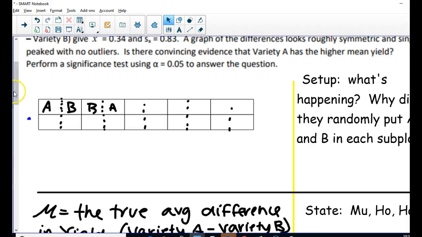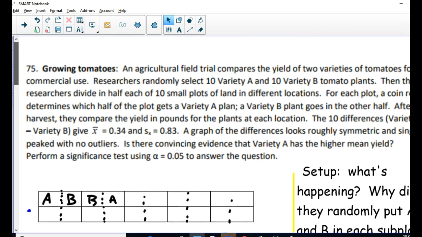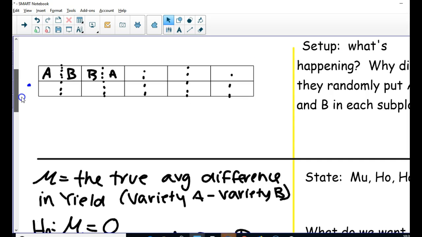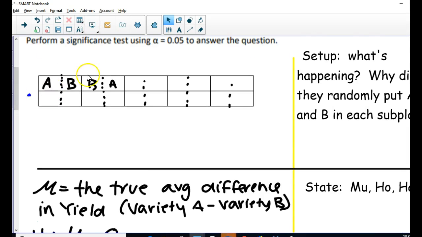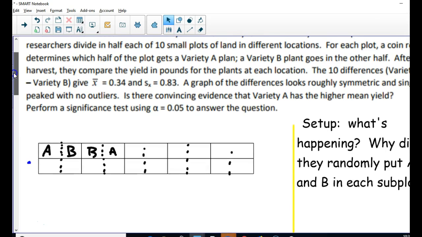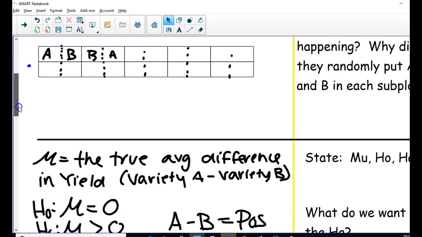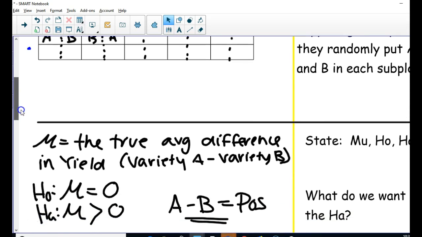All right, guys, this one is the one that we started talking about yesterday in class, number 75, growing tomatoes. We're looking at the true average difference in yield. And we have 10 plots. That's our sample size. And because each plot gets both treatments, that's variety A versus variety B plants, it is a matched pairs experiment.